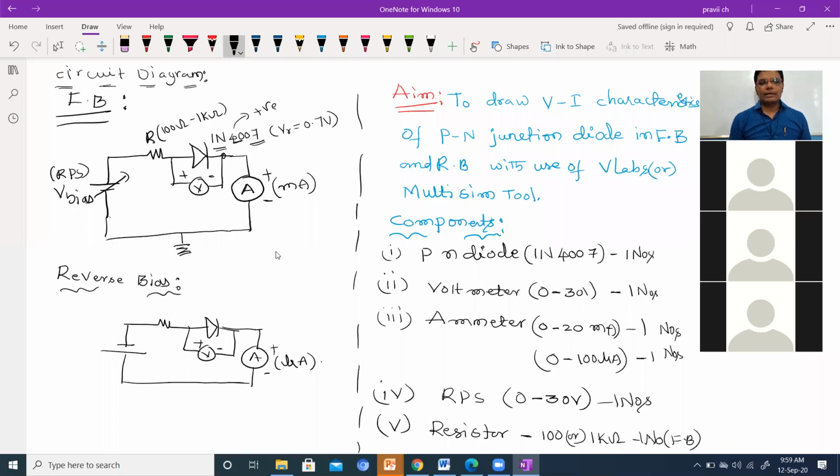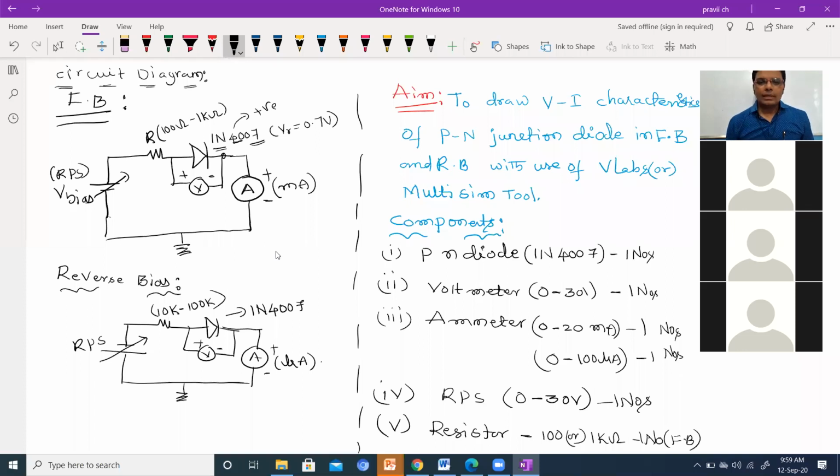Here the resistor value is high. You can take a minimum of 10K and a maximum of 100K. If it is not available in our software, in the virtual lab the maximum is 2K. So take the maximum value available according to the tool. That is my suggestion. This is the biasing voltage or RPS voltage, 0 to 30 volts. This is the circuit diagram. The ammeter is in microamperes. This is the diode 1N4007, which has a cut-in voltage of 0.7.